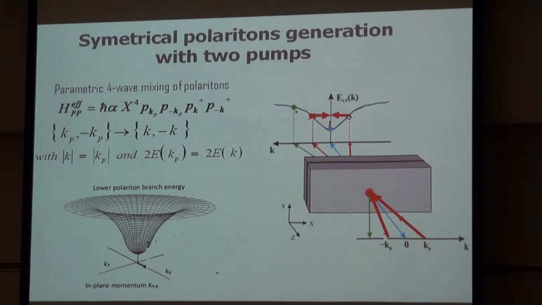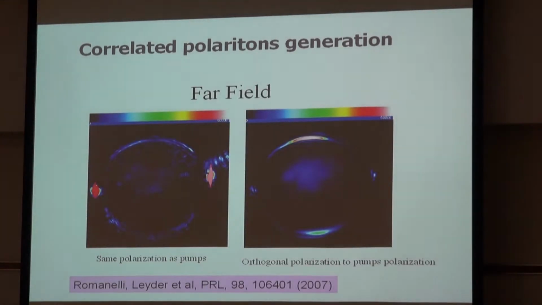But as you have to conserve the energy and the momentum in this plane here, they have to be opposite and with the same modulus as Kp. So they can have any value here on this circle. So this is what we have tried, and this is what we have demonstrated.